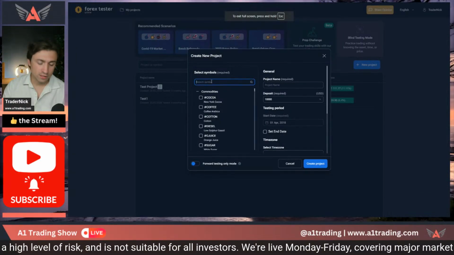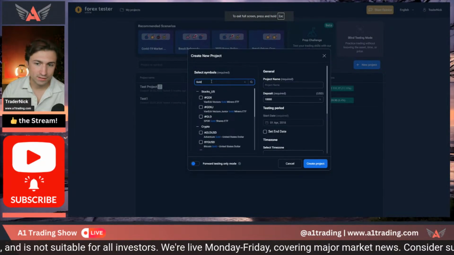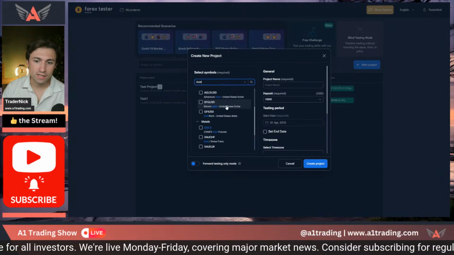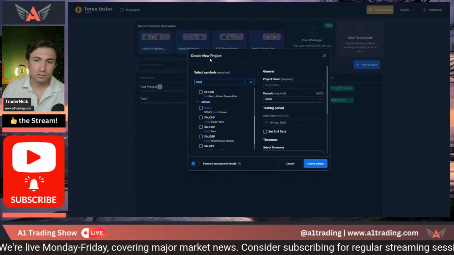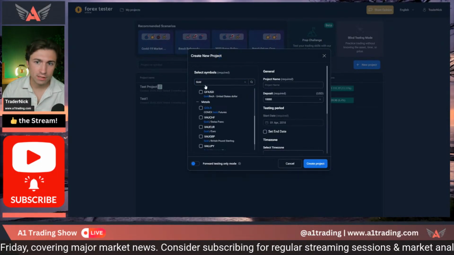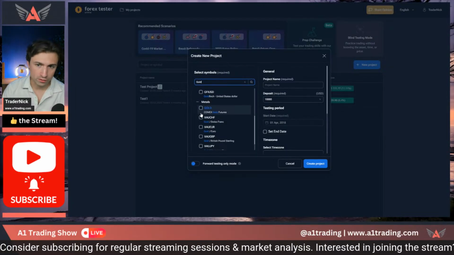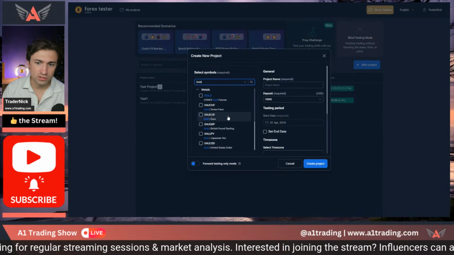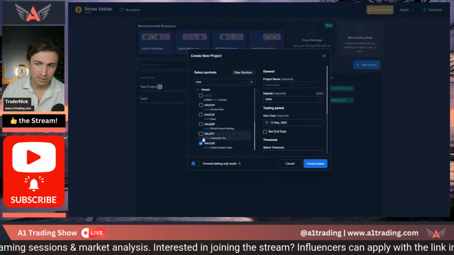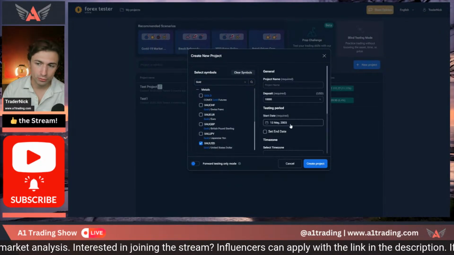Okay, so let's just do gold, right? If I wanted to back test gold, what I can do here is select which symbol. So I'm creating a project that we're going to do our back testing in. I just go create new project, and now I'm selecting for gold. If I want to trade, I'm going to just do gold spot price, XAU USD, since I think a lot of people are familiar with that.